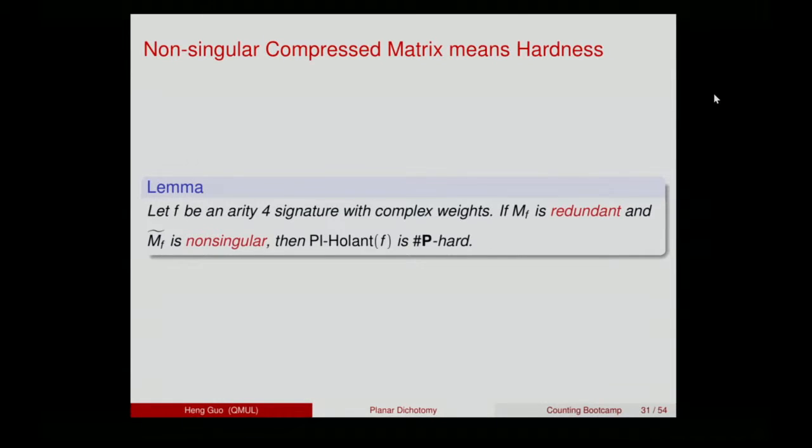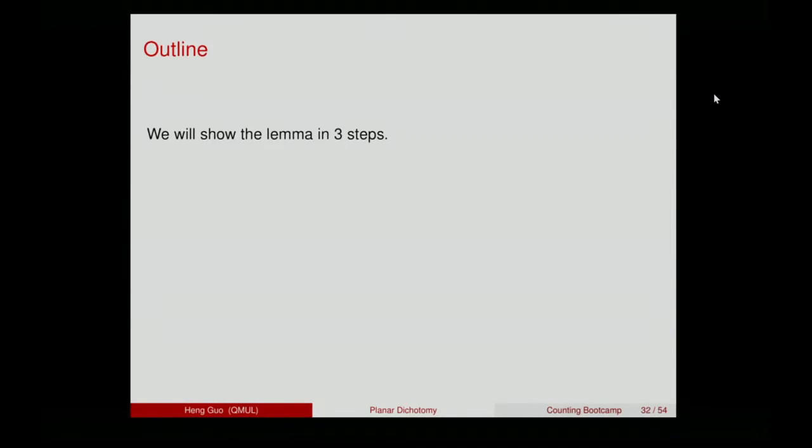Okay, so that means many of these problems are hard because our only constraint is that the determinant is not zero when you compress it. To show this, we have 3 steps. First of all, we want to show that counting planar 4-regular Eulerian orientations is #P-hard.